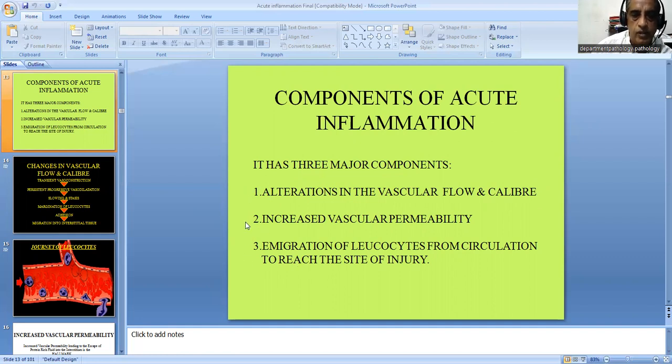So in vascular events, mind you, all these are going on simultaneously. Just for the ease of understanding and study, they have been divided this way. The vascular events include an alteration in the caliber and subsequently the flow of the system, and also increased vascular permeability. Whereas the cellular events involve the emigration of leukocytes from circulation to the site of injury. So basically, the cellular events involve the journey of the leukocytes from the intravascular space to the extravascular space and to reach the site of injury where they carry out their actions.